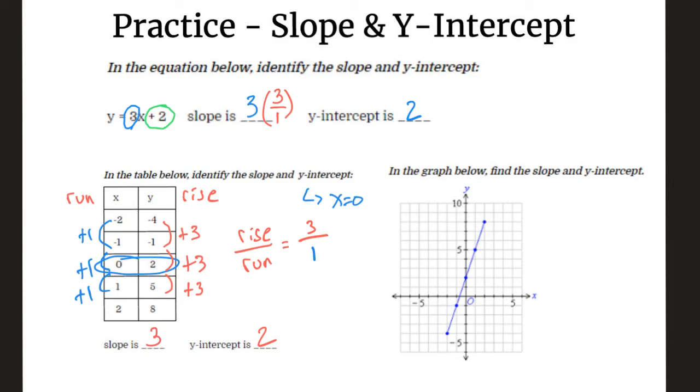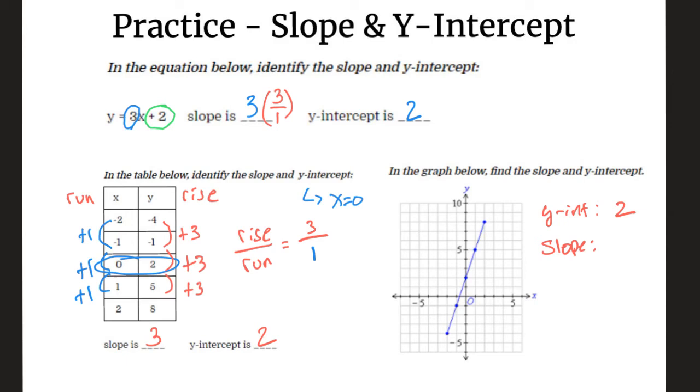Okay, now let's look over here at this graph. The graph's going to be fairly simple. The easiest way to find the y-intercept, well, that's where the graph crosses the y-axis, and it crosses right here. So that's at 1, 2. So that is at positive 2. So our y-intercept is at 2. And our slope, what's that going to be?